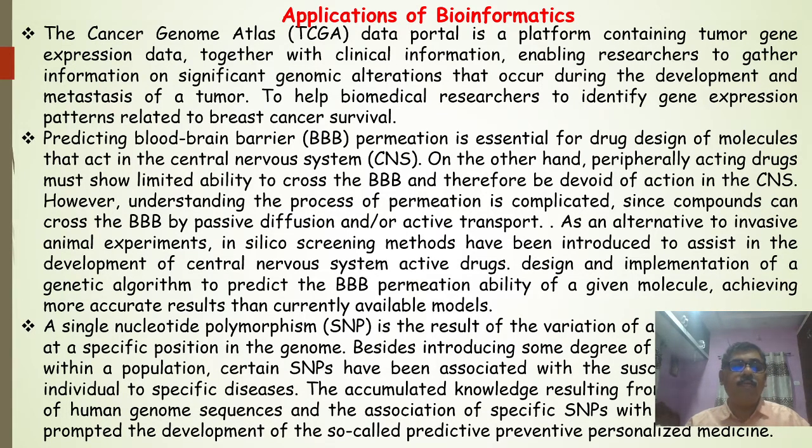As an alternative to invasive animal experimentation, in silico screening methods have been introduced in the design and development of central nervous system active drugs. This algorithm predicts the blood brain barrier permeation ability of a given molecule, which provides more accurate results than the currently available models. So this is one of the software tools used for designing molecules that act on the central nervous system.